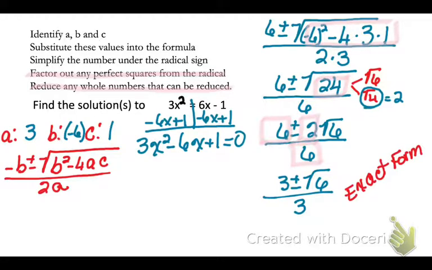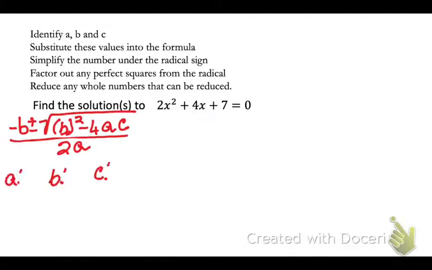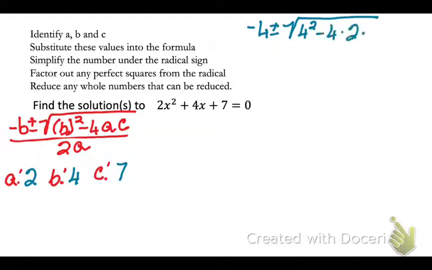The last example that we're going to look at is already in standard form, so I'm just going to identify my A, my B, and my C. My A is 2, my B is 4, my C is 7. My B is 4, so the opposite of B would be negative 4, plus or minus the square root of 4 squared minus 4 times my A, which is 2, times my C, which is 7, all divided by 2 times my A, which is 2.